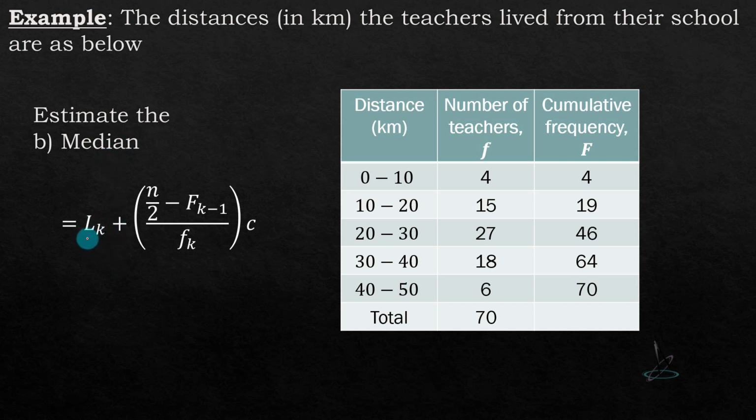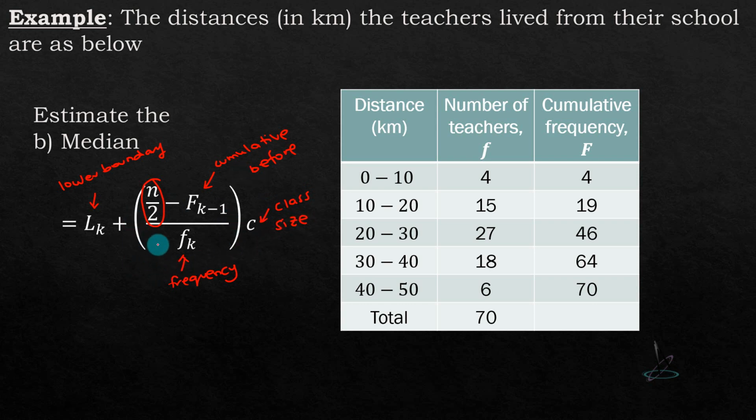So the formula for the median is L_k, so this is the lower boundary for your class. And then of course we have to calculate n over 2 so that we know where is the class. F stands for the cumulative frequency. K minus 1 means cumulative before the class. And then the small f stands for the frequency, so this is the frequency of our class. So k stands for our class, k minus 1 stands for the class before us. And then C is simply the class size.